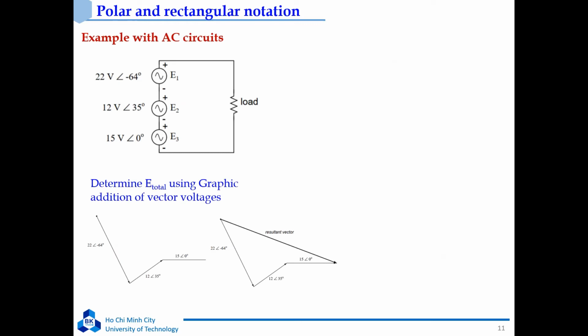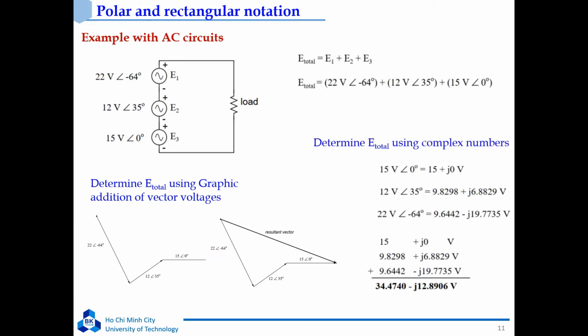Now let's see an example with AC circuits. Calculate the total voltage of this circuit. E total equals E1 plus E2 plus E3. And you can see E1, E2 and E3 are shown in polar notation. You can convert them to rectangular notation and sum them, and you have the total voltage.